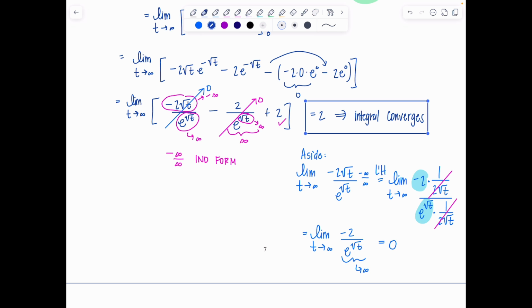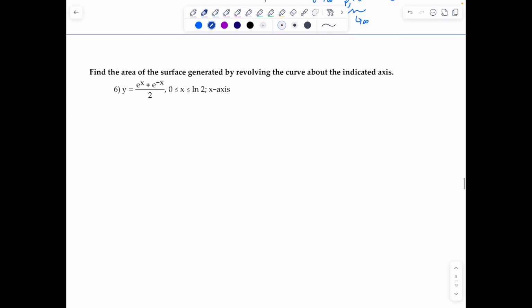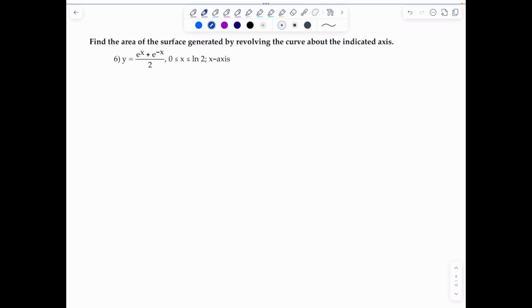Okay? Good. Moving on, find the area of the surface generated by revolving the curve about the indicated axis. So we have y equals e to the x plus e to the negative x over 2. The bounds are x is between 0 and natural log of 2 inclusive, and we're spinning around the x-axis.